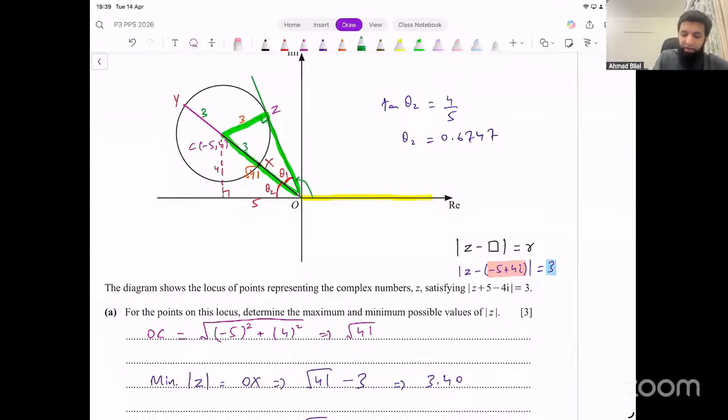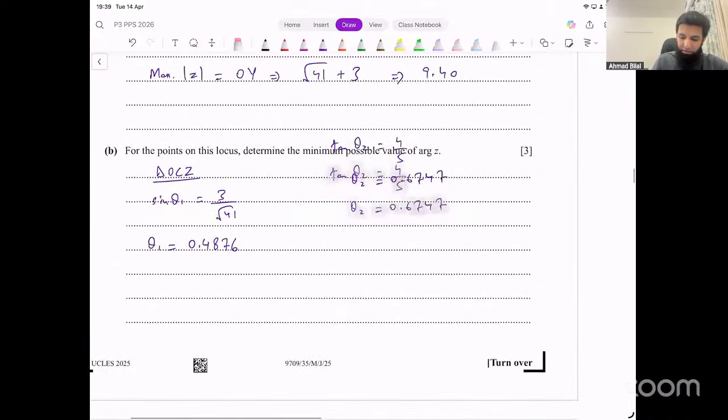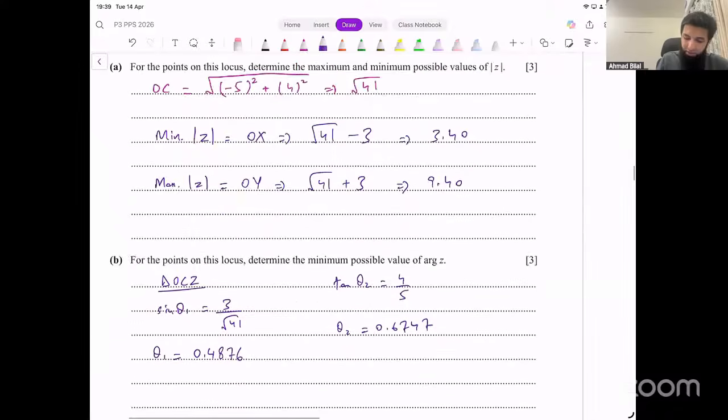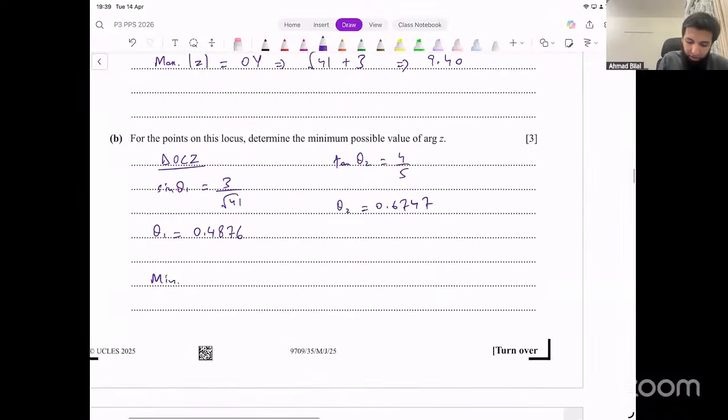And now to find that least argument, this is what we were looking for. We can say angle on a straight line is pi, subtract from pi θ1 and θ2, and that will be your final answer. Let's do that. Now they were asking for the minimum possible value of argument of z. That will be pi minus 0.4876 minus 0.6747, and that will give you the final result. You can see what that is.